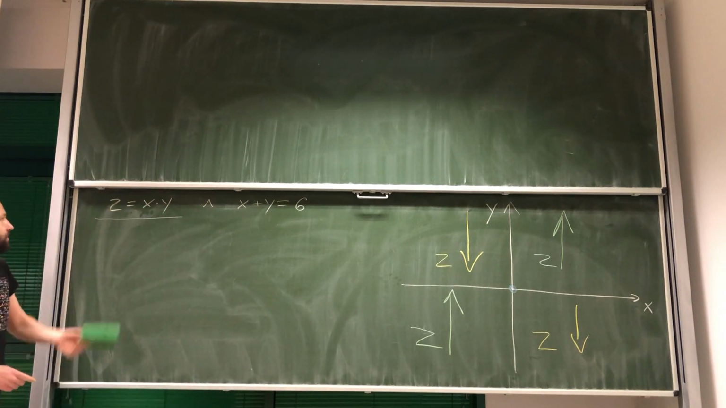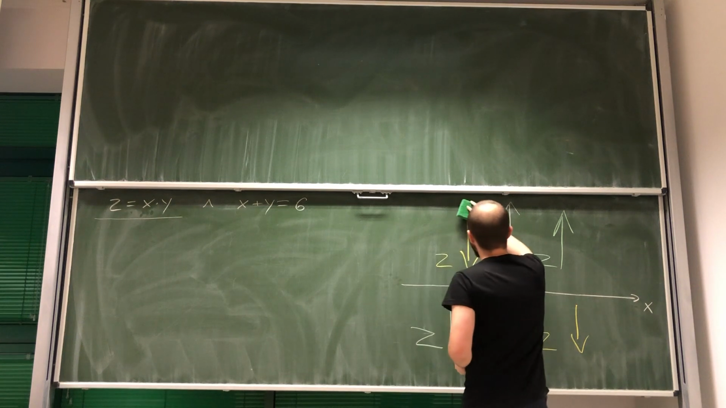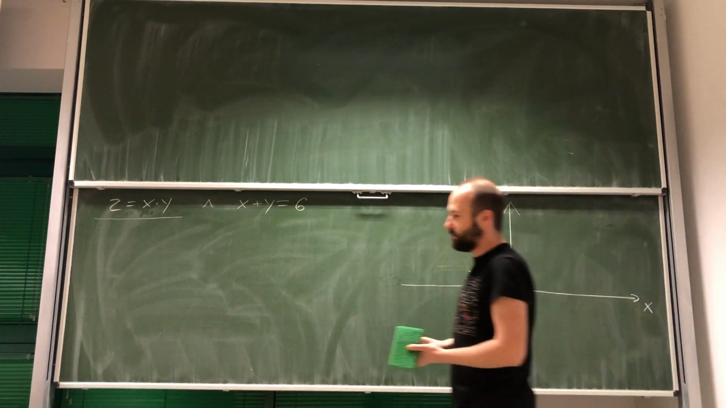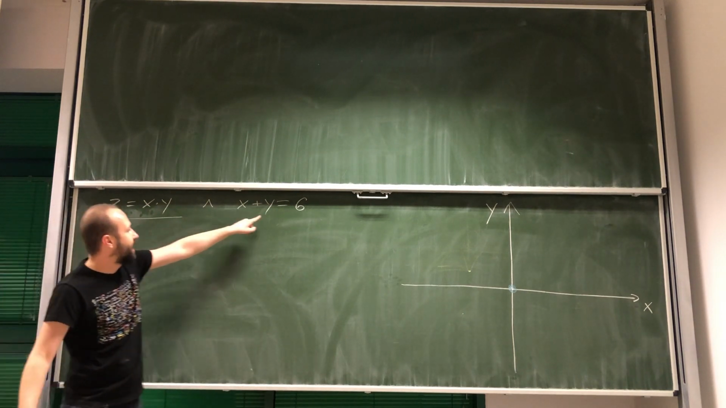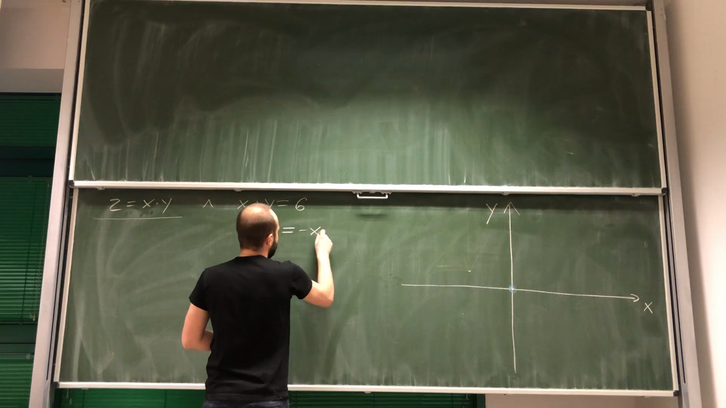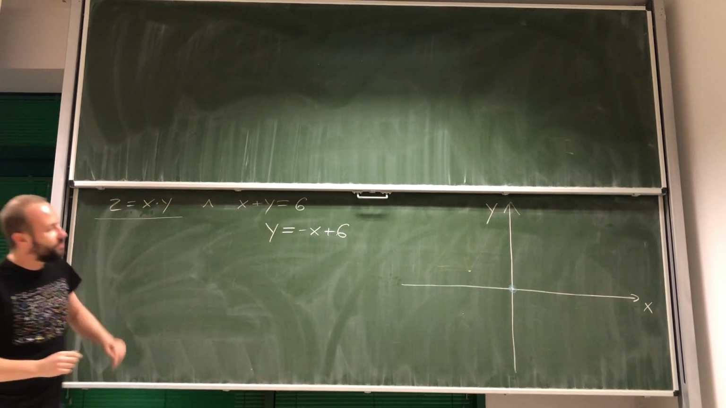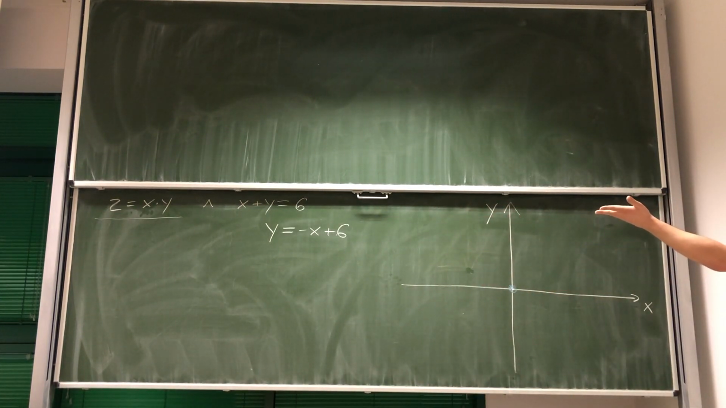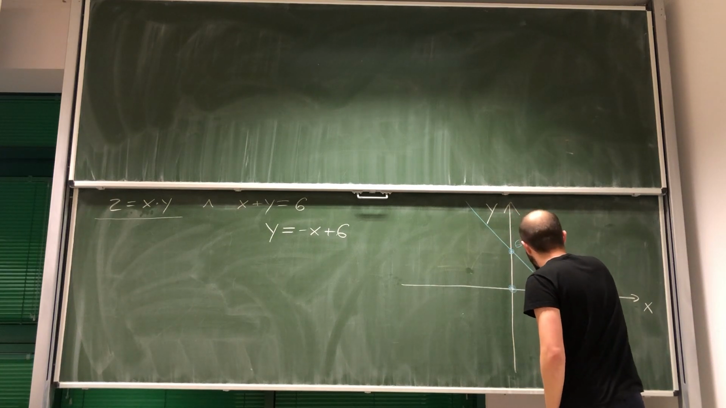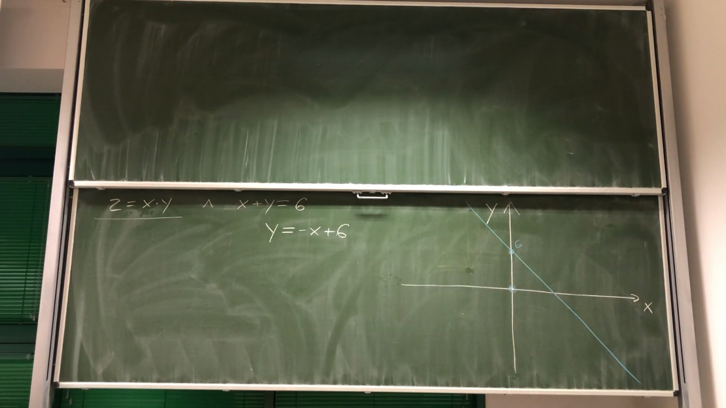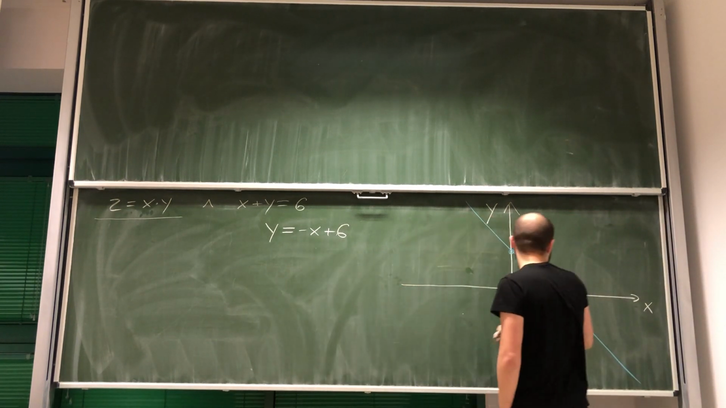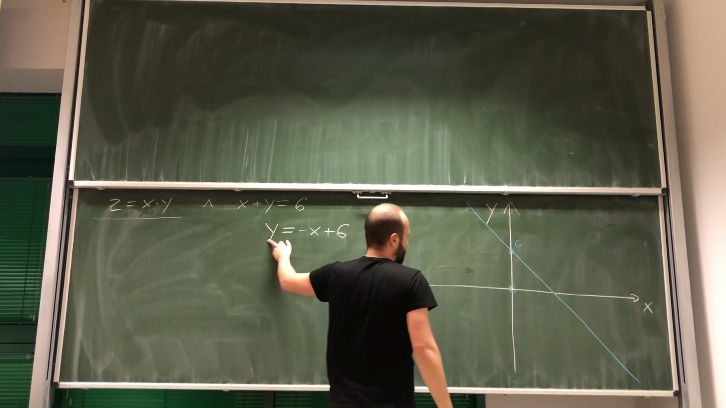But what has happened over here? Look, what happened over here is that we've introduced a constraint. This constraint is given by x plus y equals 6, which of course I can draw as y equals negative x plus 6. Again, I can put this on the graph. If x is 0, y is 6, right? And this function is downward sloping. Here we should also have 6, because if y is 0, x is also 6.